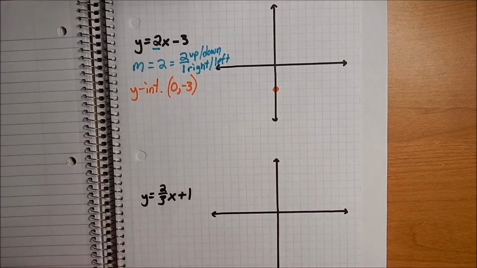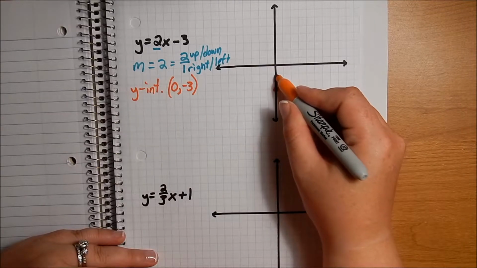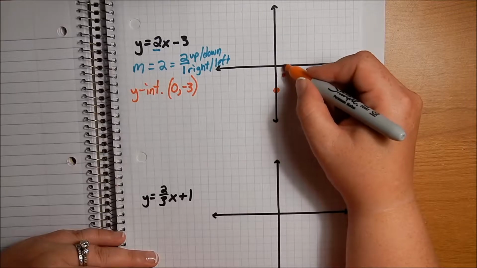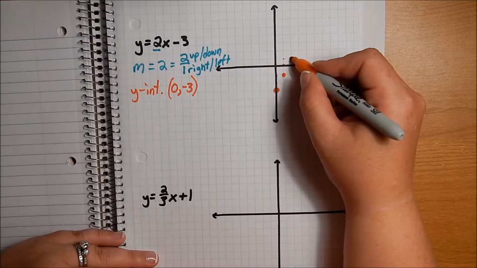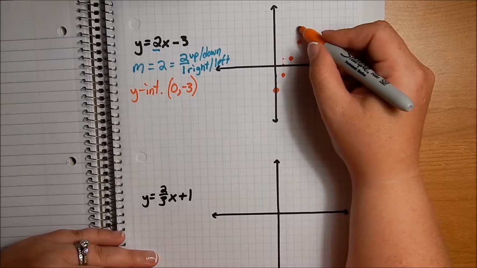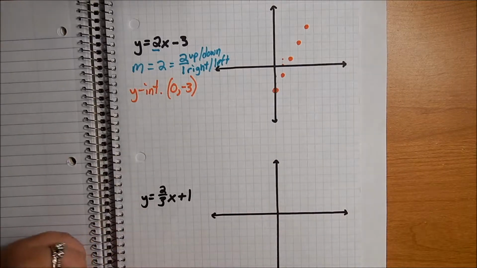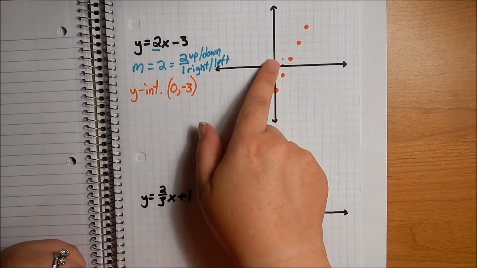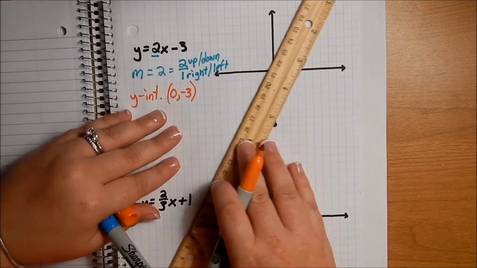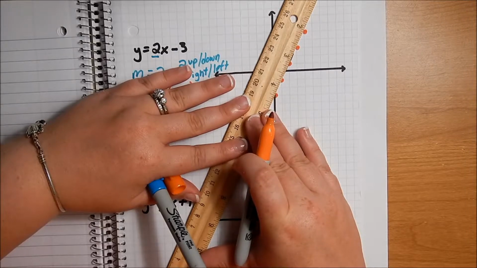I start at my starting point that I already have, and now from here I'm going to go up 2 units to the right 1 unit. And then I just repeat that a few more times. Up 2 to the right 1, up 2 to the right 1, up 2 to the right 1. Now you can see that I have all my dots in a straight line, besides these 2 strays that I made. Then I'll take a ruler and connect them as best I can.